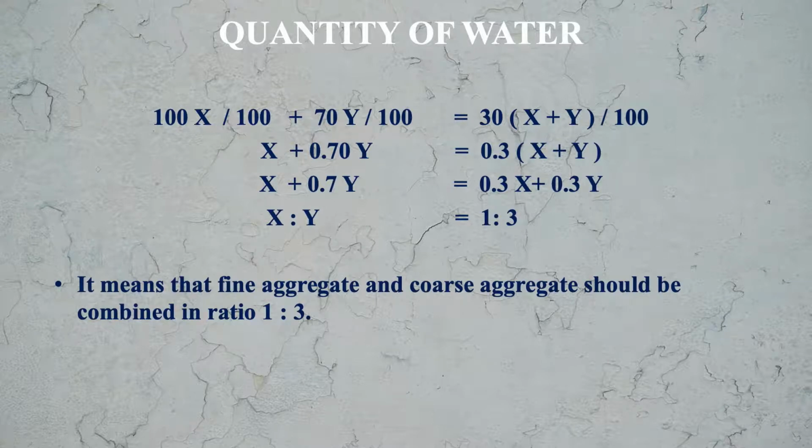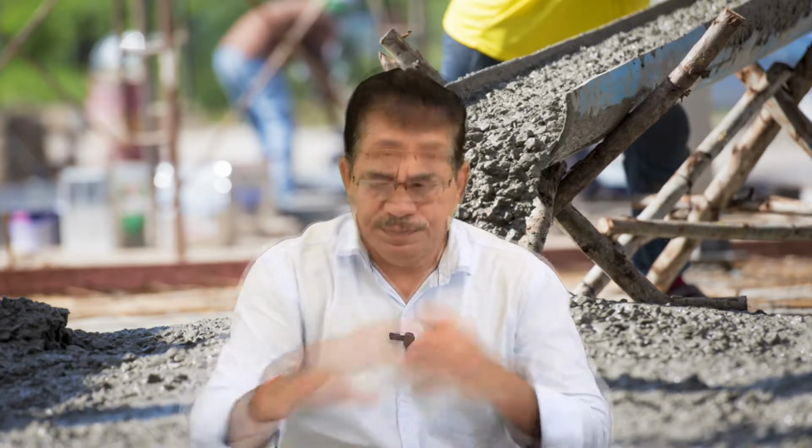It means that the fine aggregate and coarse aggregate should be combined in a ratio of 1:3. So that way we get what should be the percentage or what should be the ratio of the fine aggregate and the coarse aggregate.